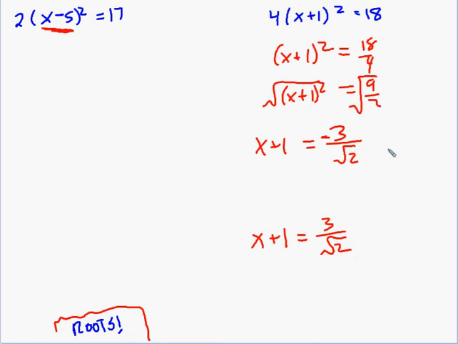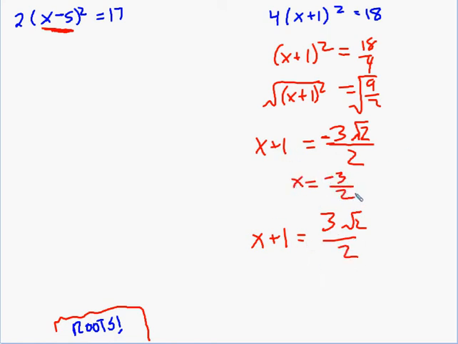I'll rationalize. So this should be root 2 over 2. And 3 root 2 over 2 will be the same. And subtract the 1. That is annoying me. And subtract the 1, that's on the other side. It's annoying me. I don't know what I did wrong over here.